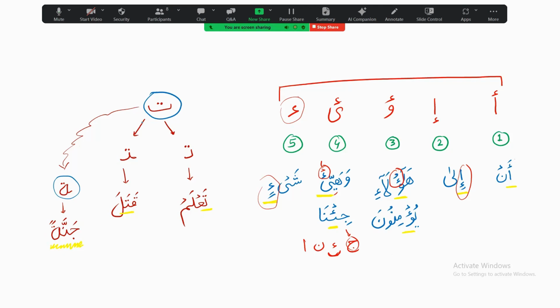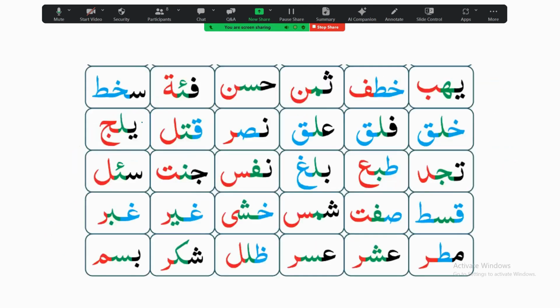Okay, so I think that is it for today. We have certain letters here as well. We can just, inshallah, do these in the next session as well. For now, that is it for today.